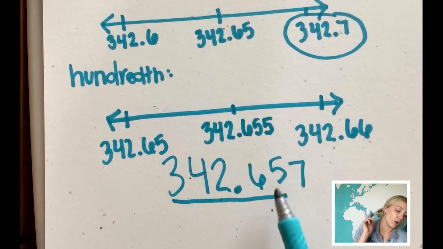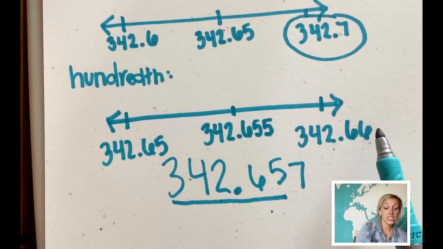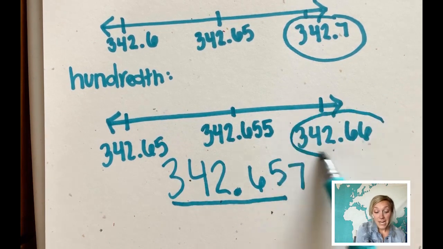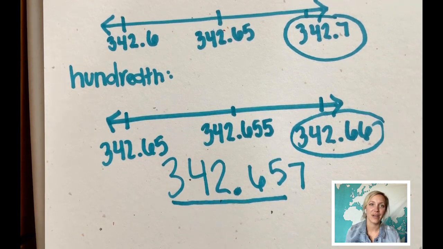So what does this round to? So we have 655, 657. If you said it rounds to 342 and 66 hundredths, you were correct. Awesome job. All right, fifth graders, I did it with you.